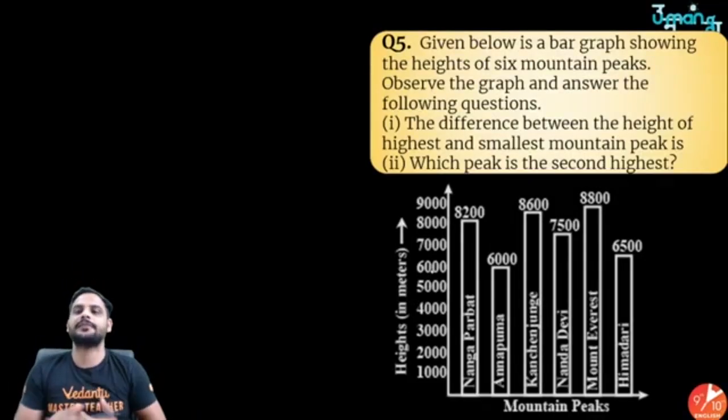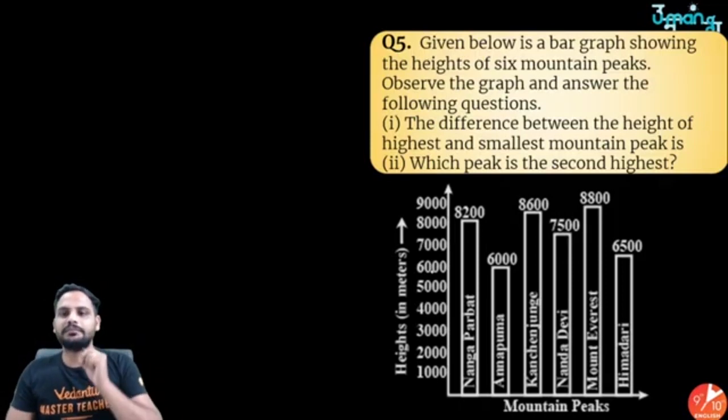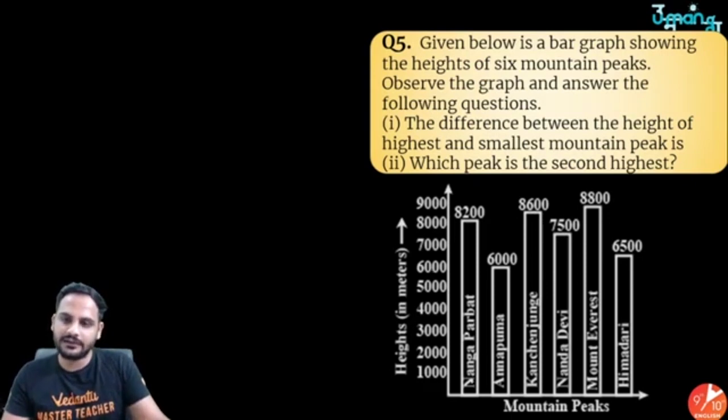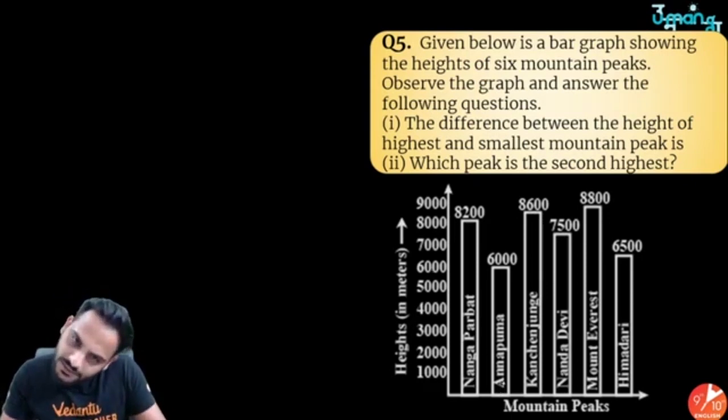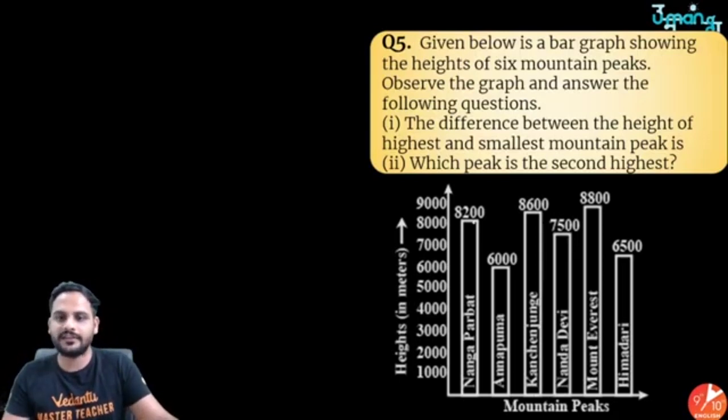The next question is this. Given below is a bar graph showing the heights of 6 mountain peaks. These are the 6 different mountain peaks. This is Nanga Parbat. This is Annapurna, Kanchenjunga, Nanda Devi, Mount Everest and Himadri. These are the heights given. In the exam it will be written like this. If the values in the middle are given, then the values will be shown over here.